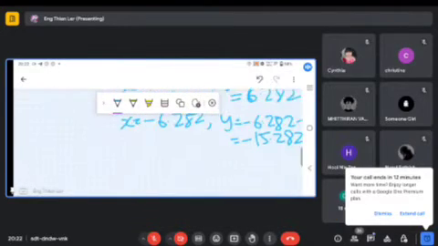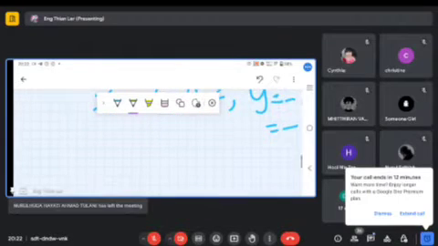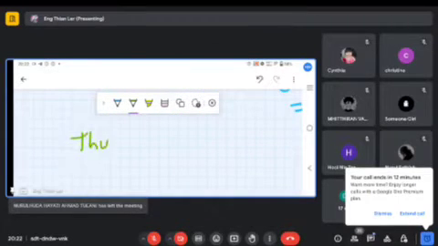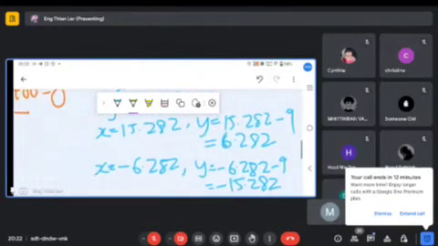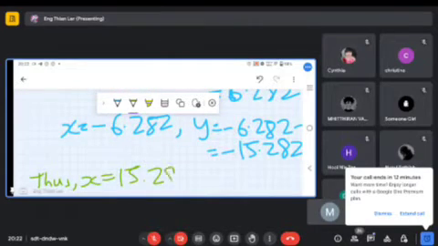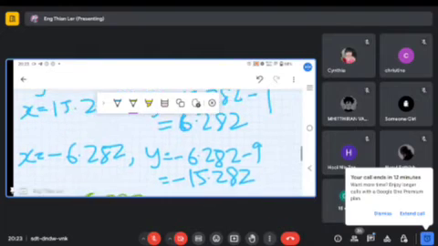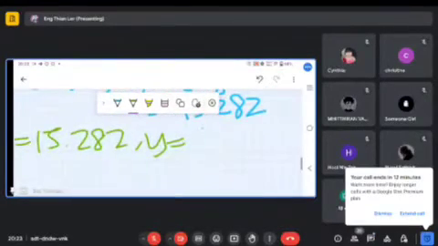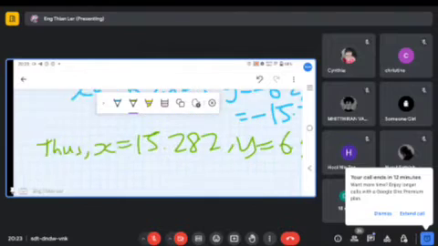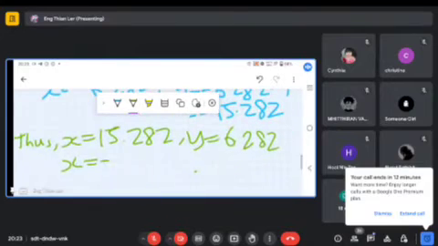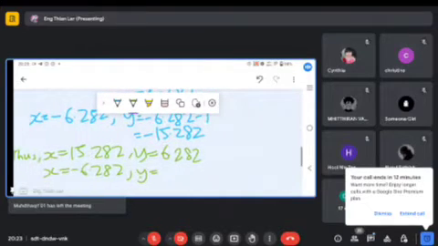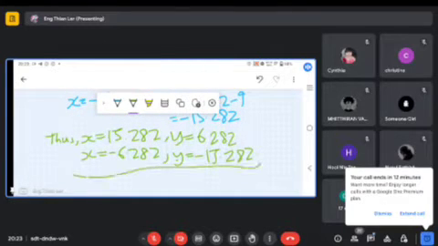And that's it. We have both our solutions, but we still need to write the conclusion. So thus x equal to 15.282, y will be equal to 6.282. And for the second solution, the second x, which is negative 6.282, y will be equal to negative 15.282. And that is the answer.